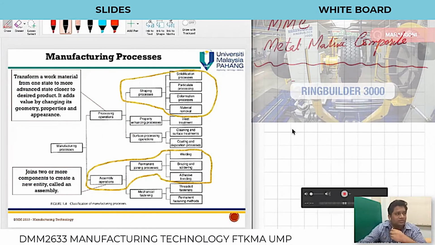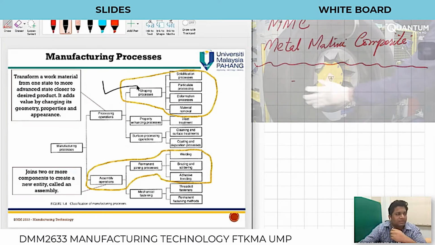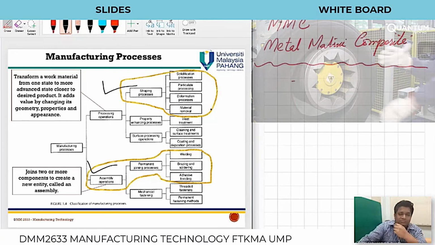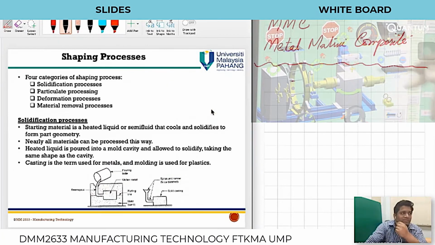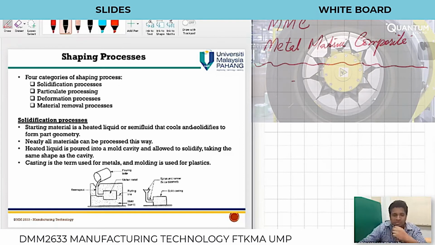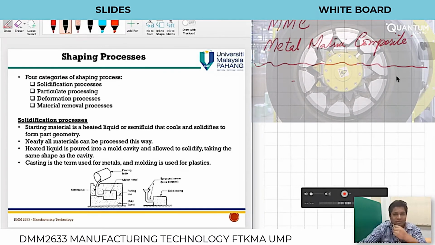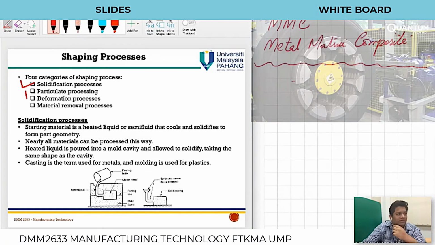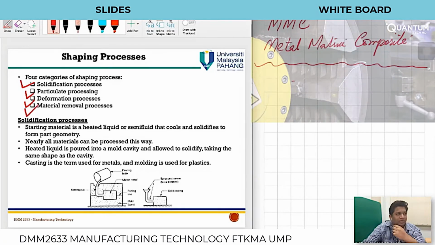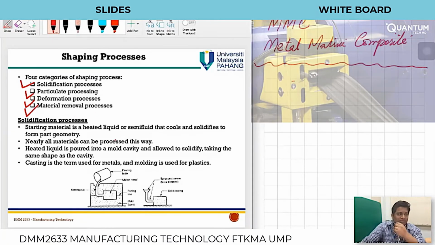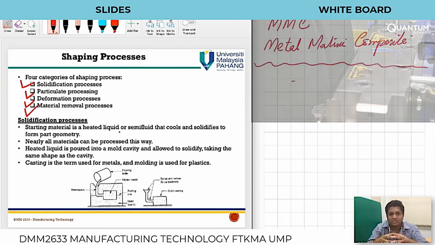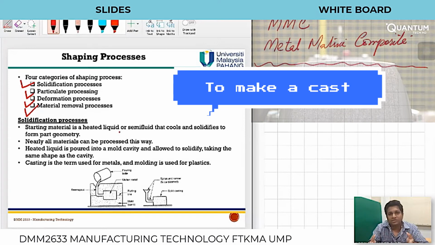So in this course only shaping and welding are covered. Okay. So let's move to shaping process. Shaping process has four categories which we saw already. Number one is solidification, particulate, deformation, material removal. So what is solidification process? Solidification process is basically I melt something and pour into something to make a cast. That is melting and solidification process.